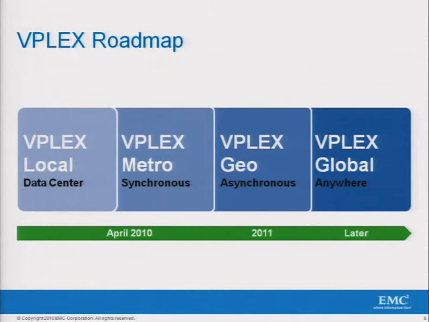Farther out on the roadmap is our vPlex Global, which stretches out to not only asynchronous distances, but multi-site configurations. So right now, vPlex Metro is a 2-site configuration. vPlex Geo will be a 2-site configuration. vPlex Global will go to point to multi-point kind of topologies, multiple hops, all that wonderful jazz.